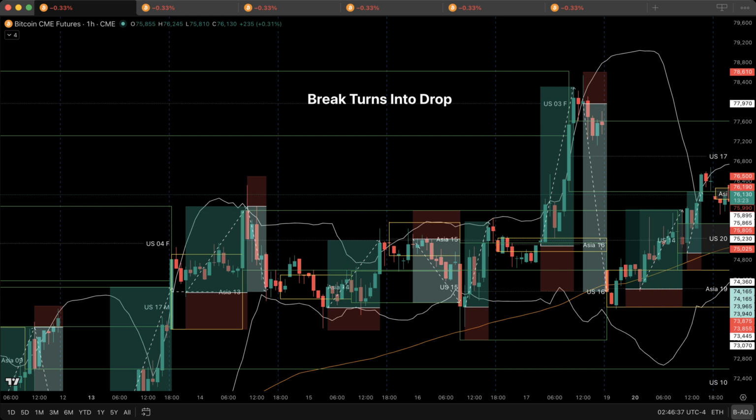Now execution forms. Price returns to April 20th U.S. session lower boundary. You enter short. It reacts immediately. Entry at April 20th U.S. session lower boundary. Stop at April 19th Asia session upper boundary. Target at April 17th U.S. session lower boundary. Risk reward 3.61.